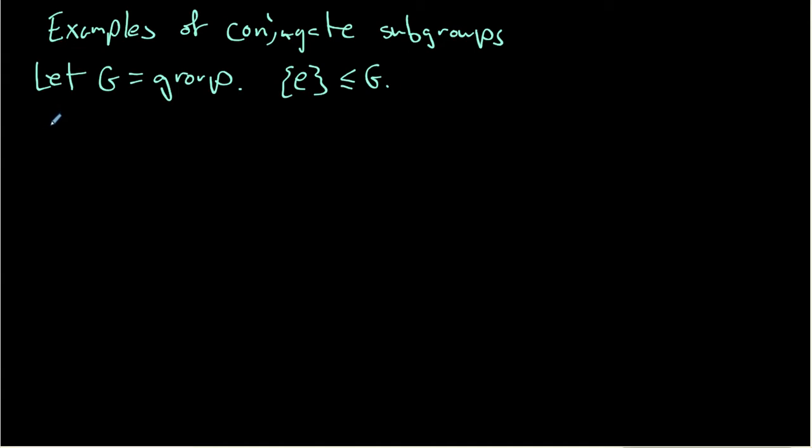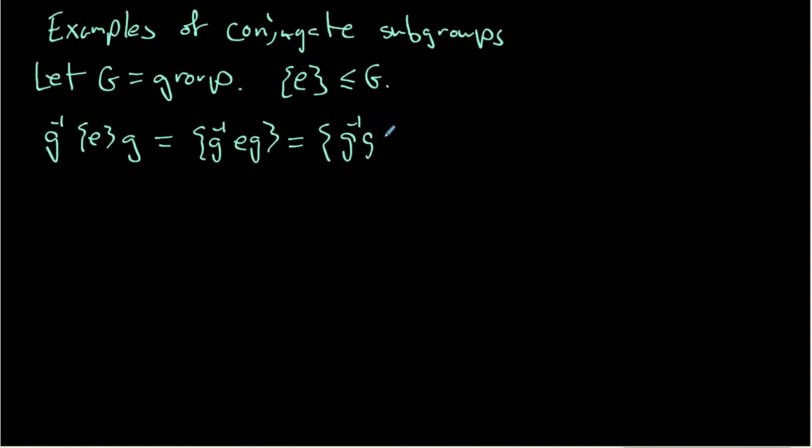And it turns out that the conjugate subgroups of this particular subgroup are not very interesting. If I look at a conjugate subgroup of this particular subgroup, I wind up getting the set of G inverse EG, and that's just the set containing G inverse GE. That's just going to be the same set itself. So in other words, the trivial subgroup containing just the group identity doesn't have any distinct conjugate subgroups. They're all just equal to the subgroup itself.